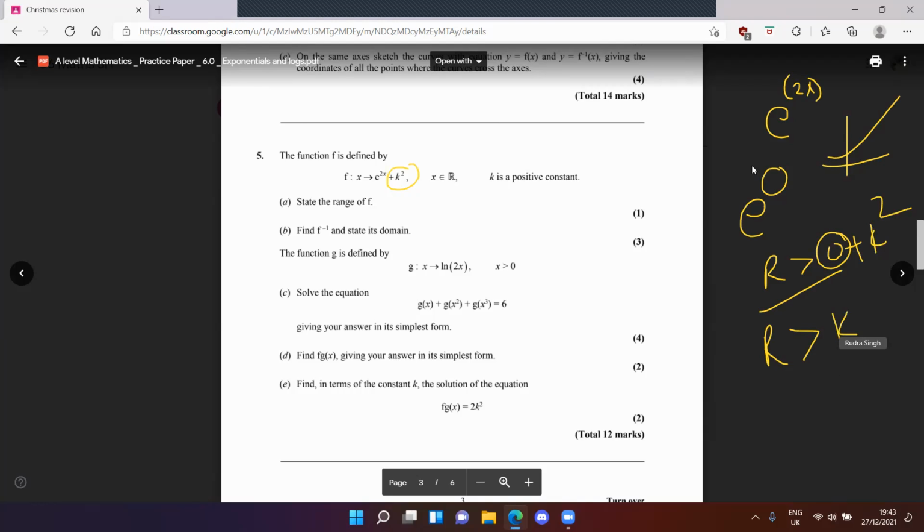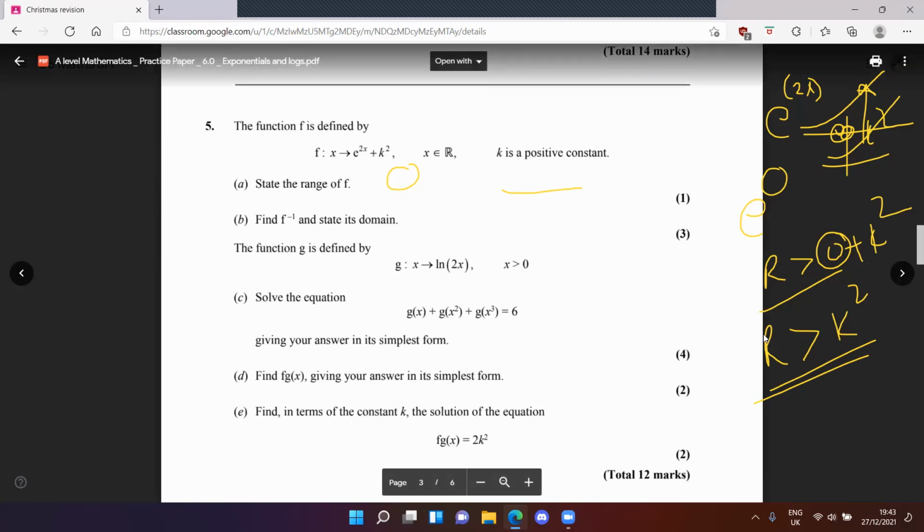So it would always be above. So you just shift the graph by k squared. So I'm going to shift this by k squared here. So this value would be k squared. So the new range would be greater than k squared. K is whatever. It's just a positive constant. So yeah.